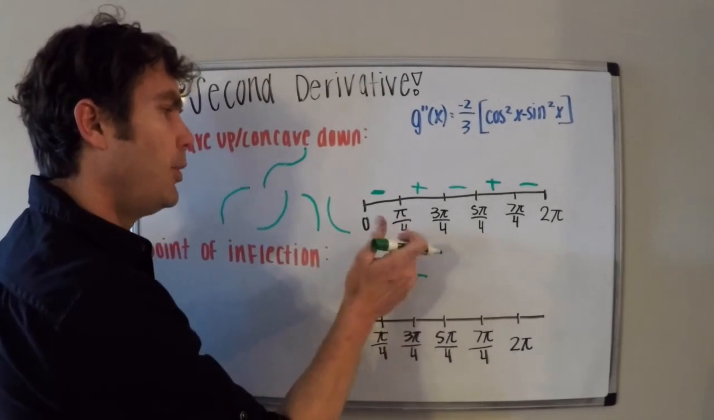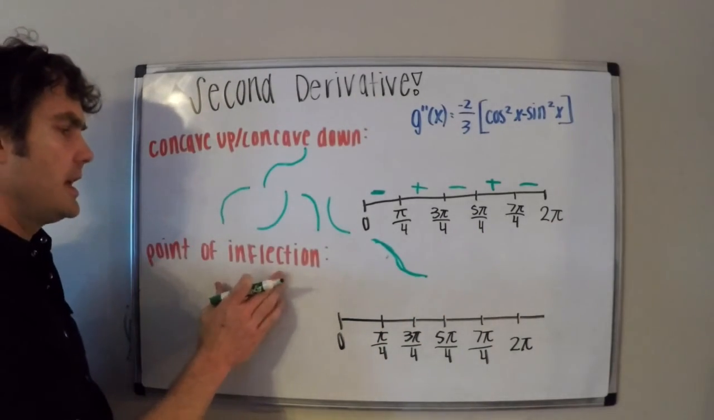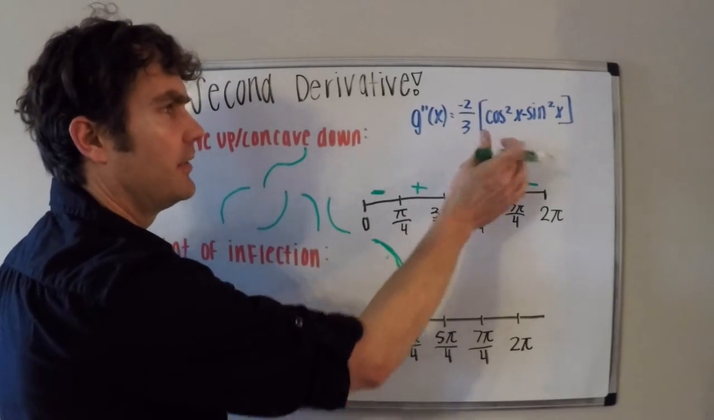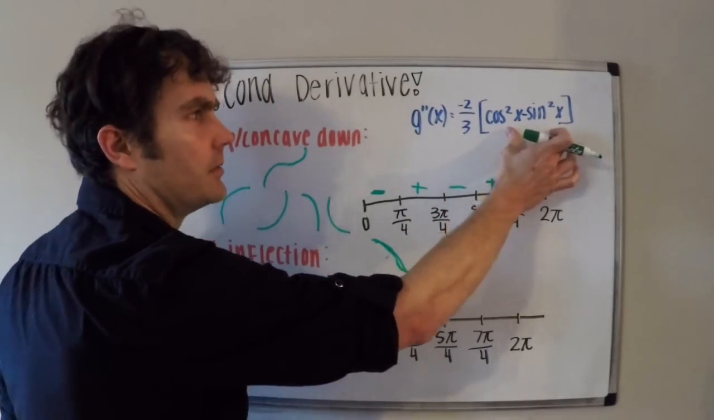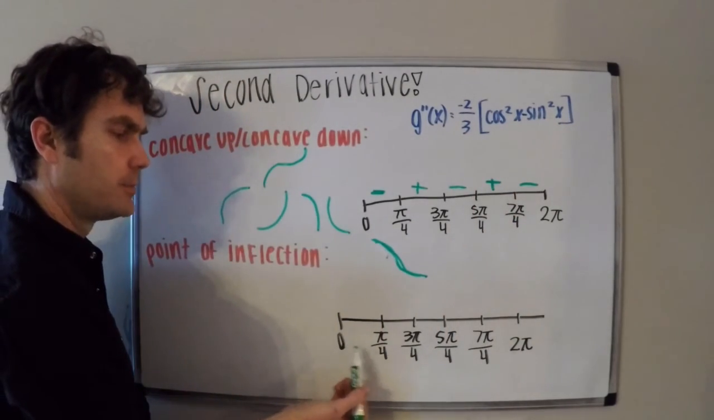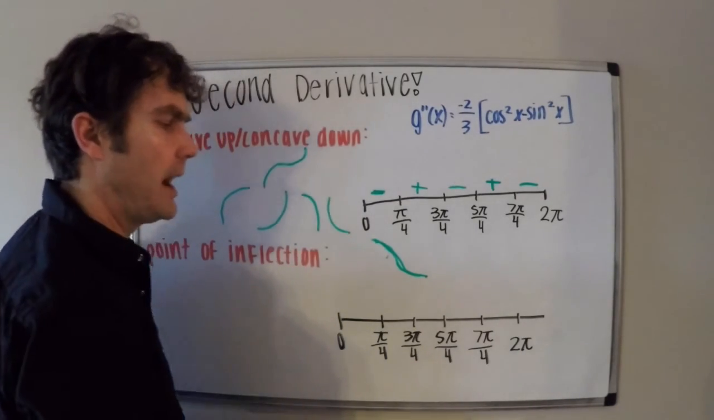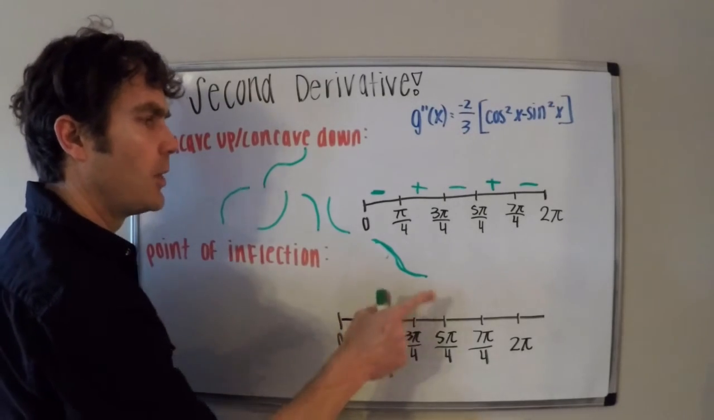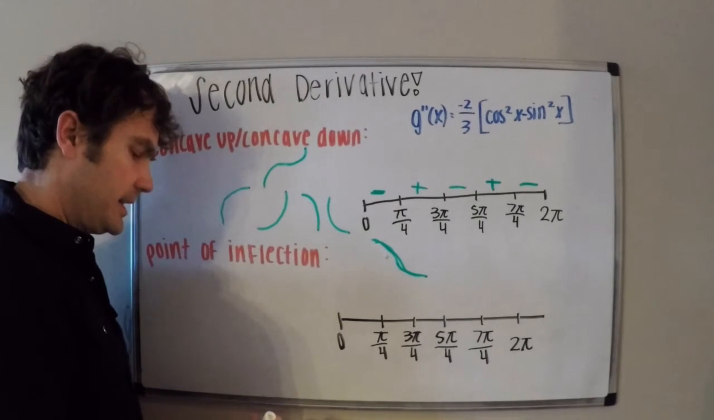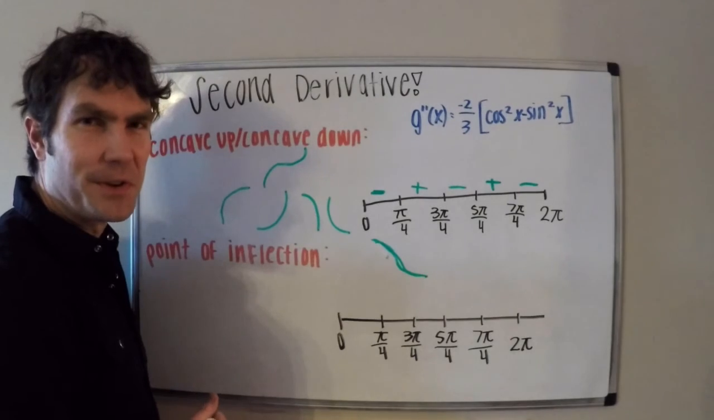So these points, though, where the concavity changes are called points of inflection. And I can find these points of inflection by setting the second derivative equal to 0 and solving for where this function will be 0. And we did that before, and those points are pi over 4, 3 pi over 4, 5 pi over 4, 7 pi over 4, and 2 pi. These are points of inflection. They're points where the concavity will change. So that is useful things you can do with the first and second derivative.